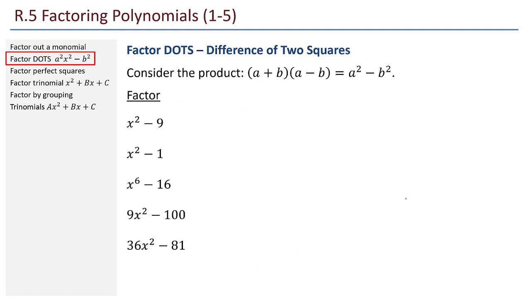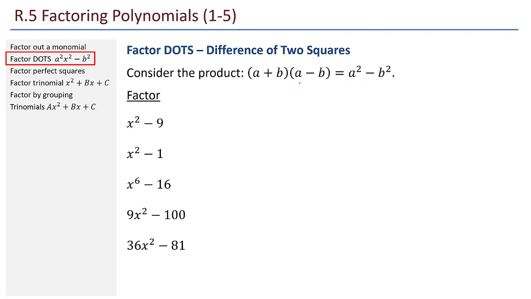Now, how about the difference of two squares? Look at the different problems that we have. These all fall under the difference of two squares category. And we might approach this factoring problem backwards. Let's look at this product. We've seen this product before. A plus b times a minus b gives me the difference of two squares.